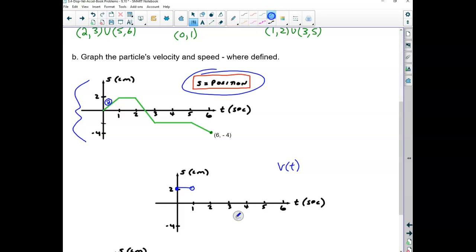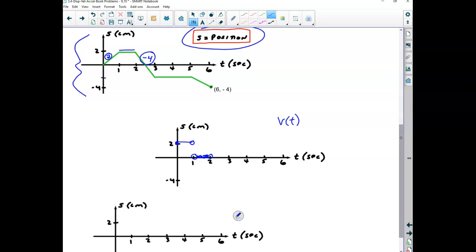Now from 1 to 2, I'm flat. That means from 1 to 2, I'm 0. From 2 to 3, I went down 4, I ran 1. That's a slope of 4, except because it's going down, that's actually a slope of negative 4. So I'm going to come down to my negative 4 from 2 all the way over to 3, and say, hey, I'm negative 4 there.